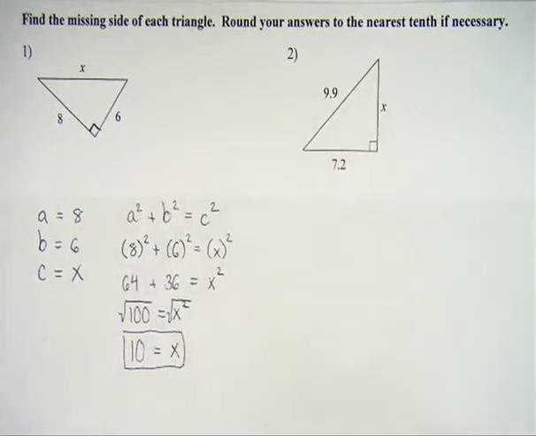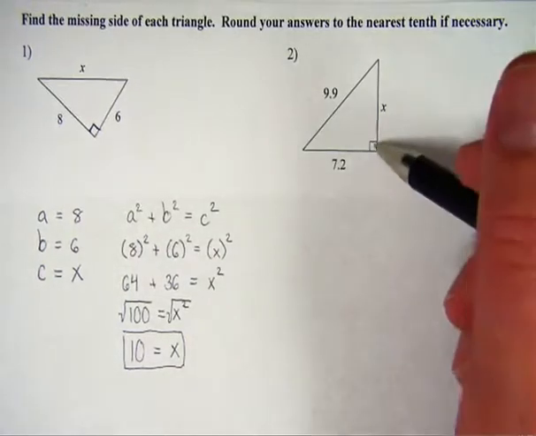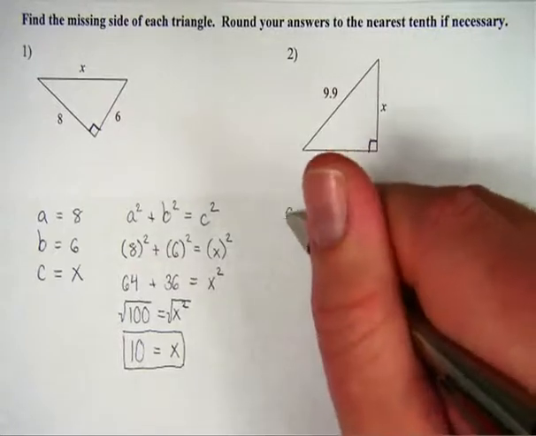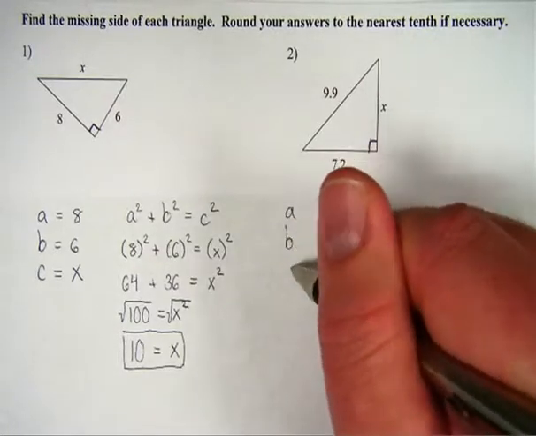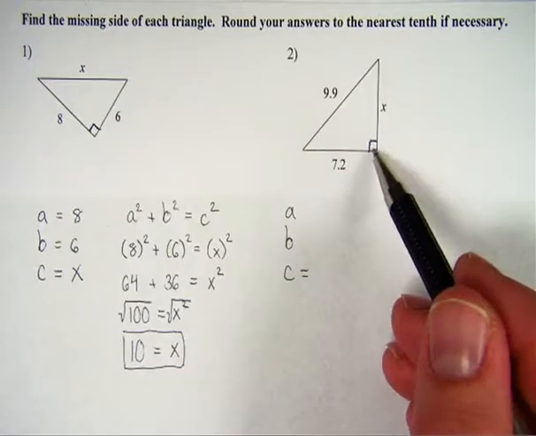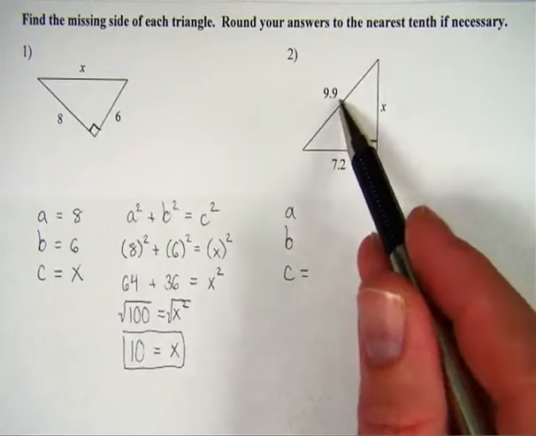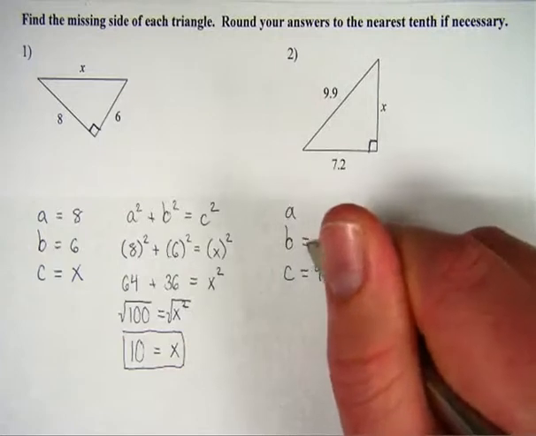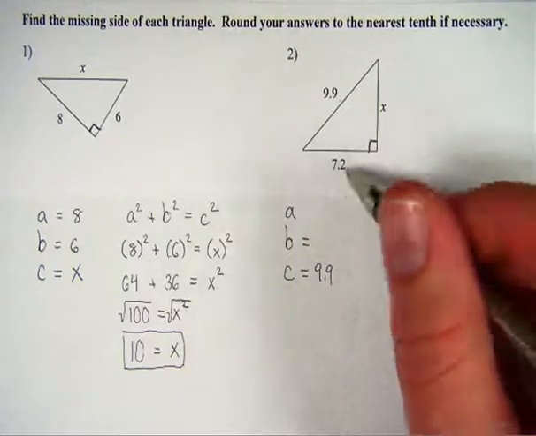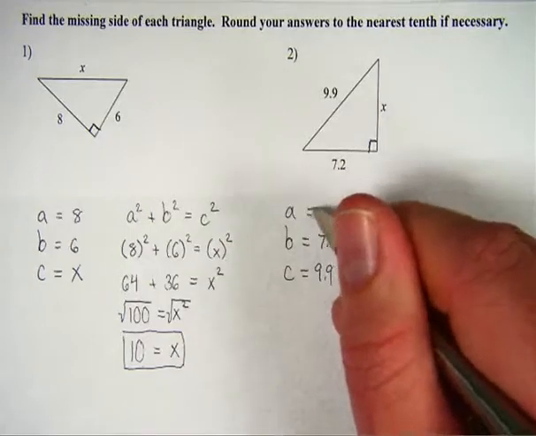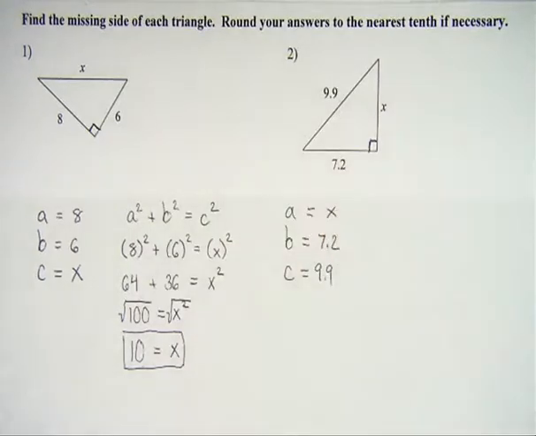We can do the same thing over here. I find my right angle, so this is a right triangle, and now I'm going to identify A, B, and C. C is the one that's most important. It's the hypotenuse directly across from the right angle, so it will be 9.9. B, well, I can use either one of these. I'm going to say that B is 7.2 and A is X, just like that.